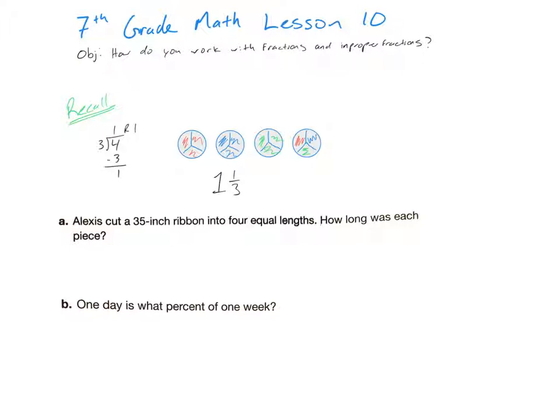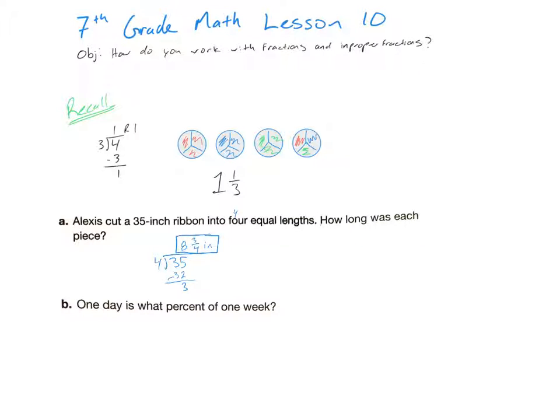So we can do the same thing with something like this. It says, Alexis cut a 35-inch ribbon into 4 equal lengths. How long was each length? So what I need to do is I need to take 35 and divide it into 4 equal pieces. So that's going to be 8. 8 times 4. Subtract and get 3. So normally we just want to say remainder 3. But I can say this is going to be 8 3/4 of an inch.